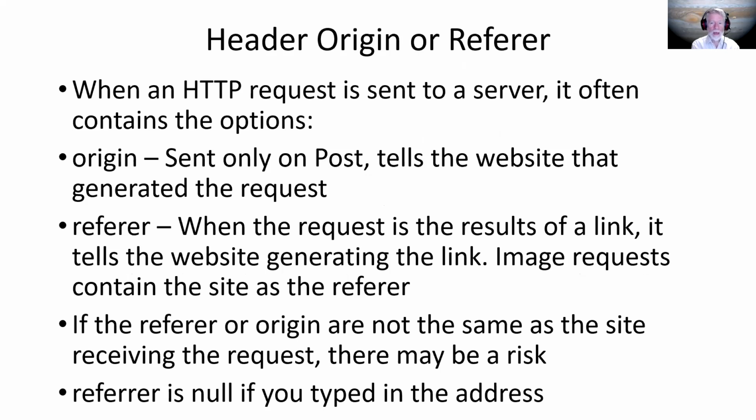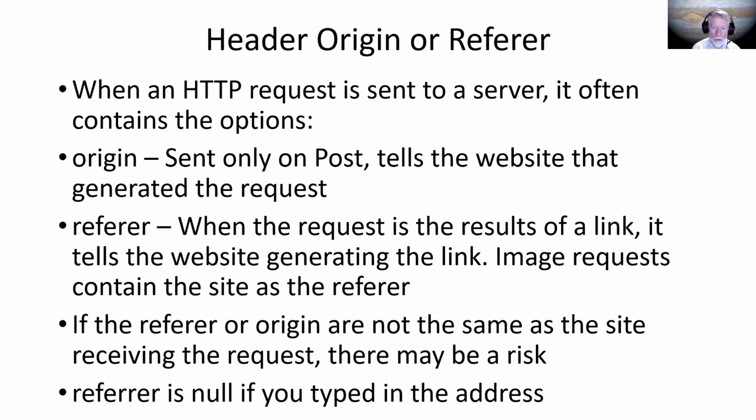Another way is to look at a couple of the other fields you'll find in an HTTP header. An HTTP header may or may not have two additional fields that we care about. One is origin. Origin is used by posts. It says, where did this come from? For instance, if I have a web form on one site that sends the results to a second site, the origin will specify the first site.